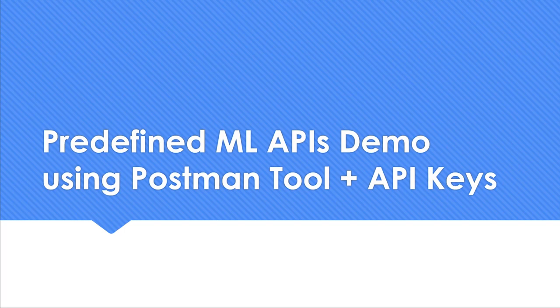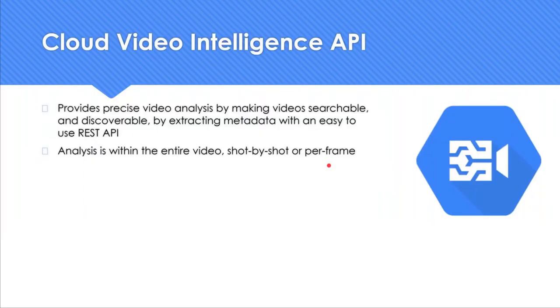So we saw the demos using Postman with the API key restriction, and how it works. The next thing we are going to see, again one of the important things these days, is videos. Everybody talks in terms of videos. You have lots of CCTV cameras across the city, so you want to do monitoring, and only if there's some issue, you want to record it. Then the Video Intelligence API comes into the picture.